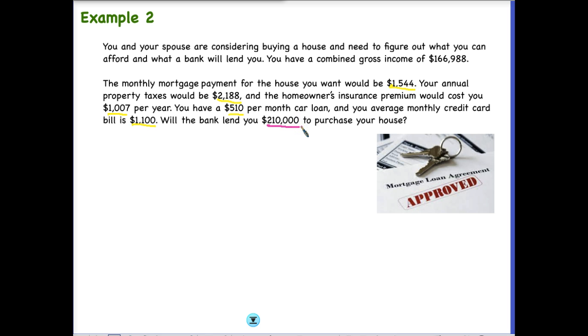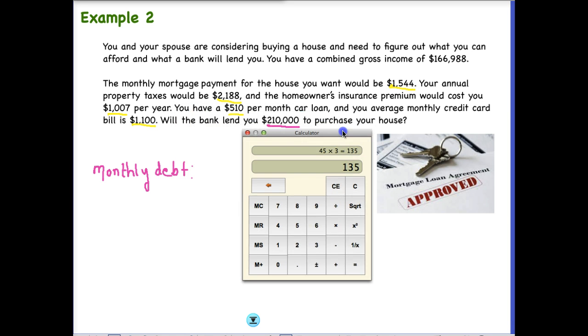home? So remember, they're going to look at your debt to your equity. So let's figure out our monthly debt first. And again, this is going to include future debt. So this will also include that mortgage amount as well. Okay, so let's pull out our calculator.